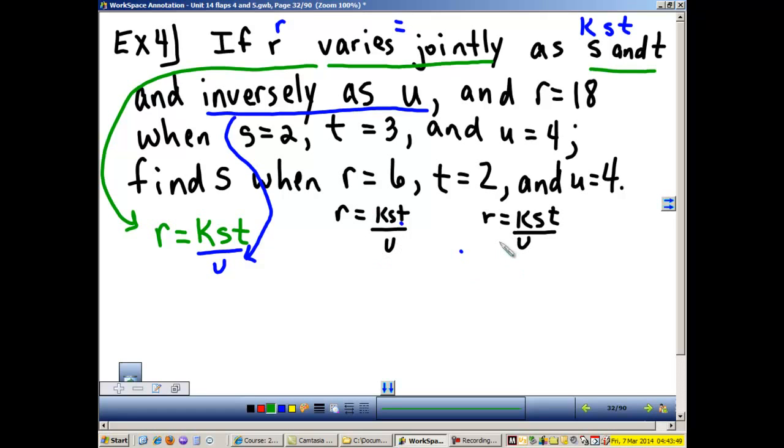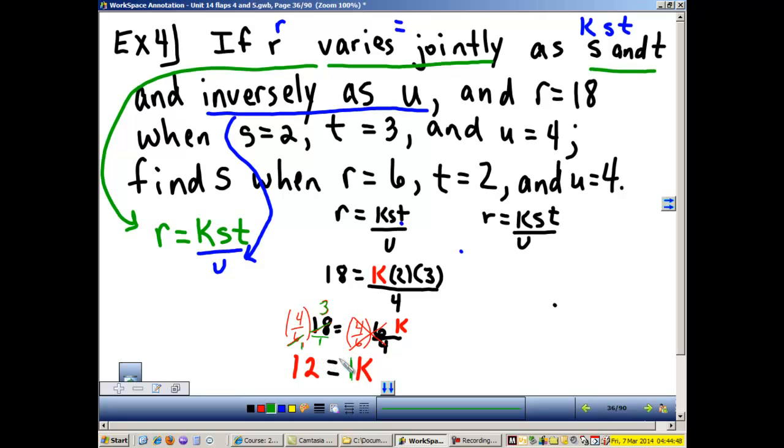Write this down twice. On the first side, R is 18, we don't know K, S is 2, T is 3, and U is 4. Clean this up a bit and we have 18 equals 6K divided by 4. Using the little trick, whatever's in front of the variable we're solving, we can multiply by its reciprocal to eliminate that number. On the left side, this is 4/6 times 18 over 1, so I can simplify and reduce. 6 goes into 6 one time and into 18 3. And then I can multiply across to get 12. 4 times 3 is 12.